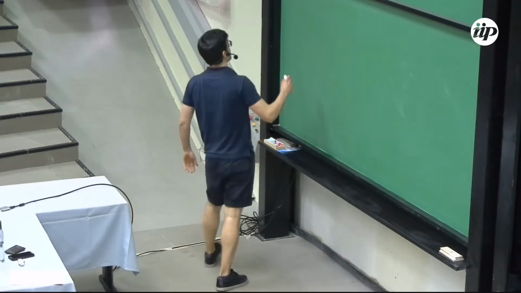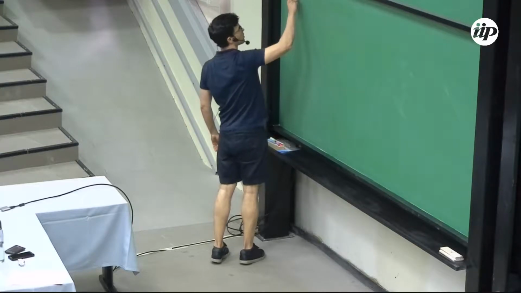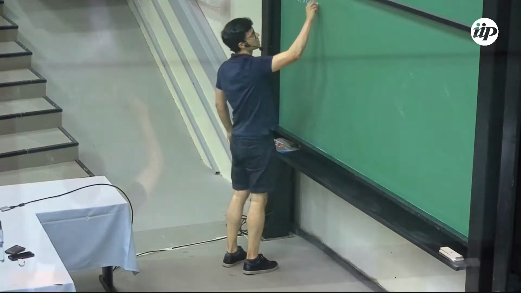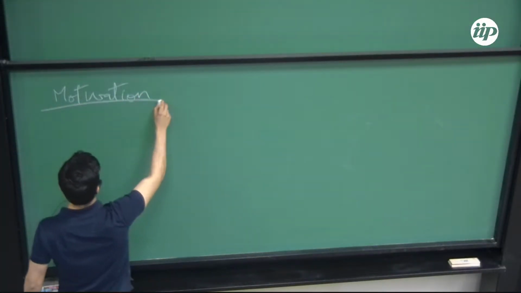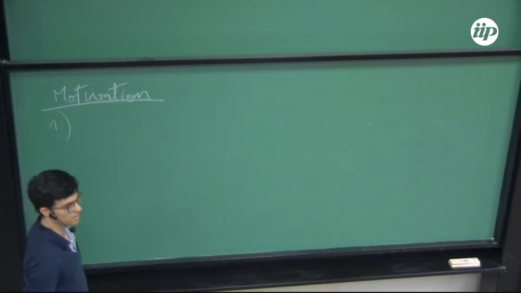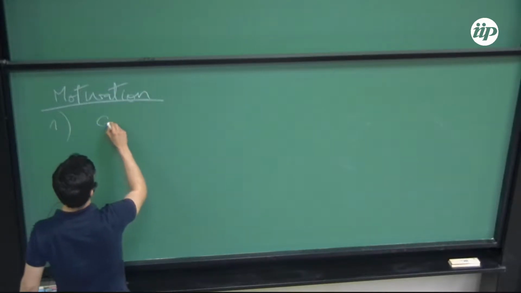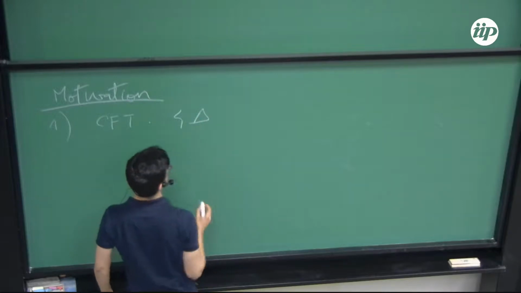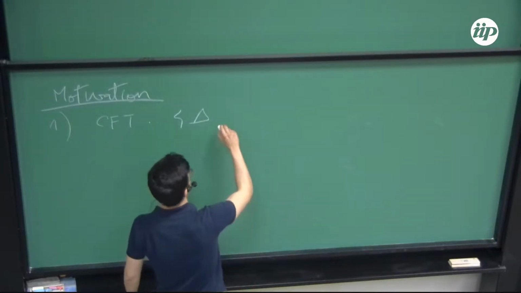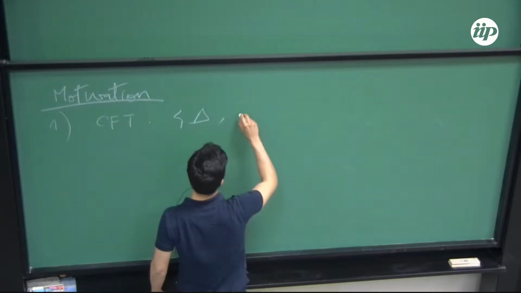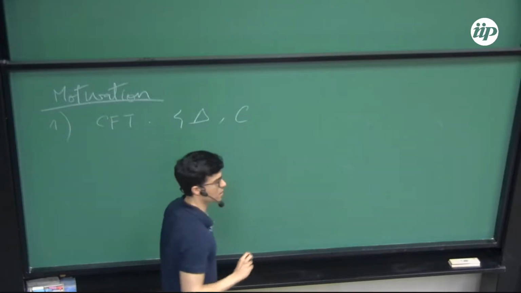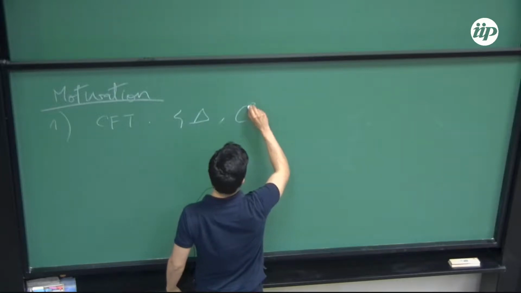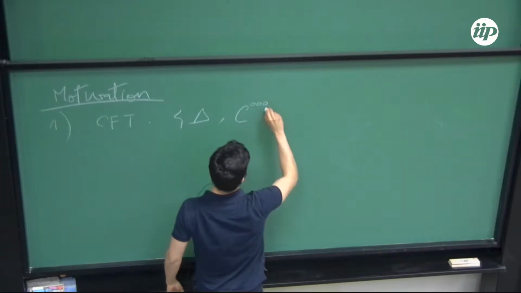So let me start with some motivation for why we want to do it. There are several reasons. First, in a CFT we always want to compute the set of dimensions, the spectrum, and the OPE coefficients. There are several of these, so let me denote them like this.